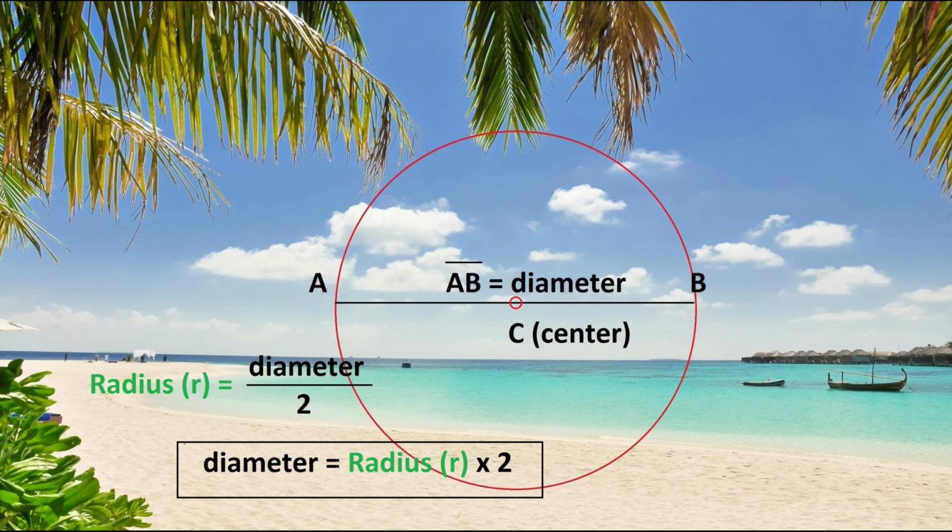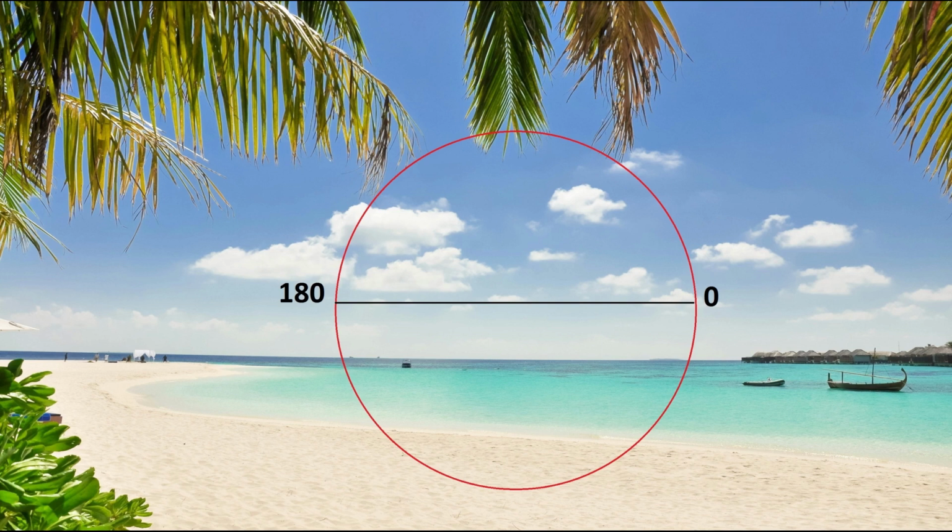Again, if we halve the circle, half of the circle gives you the angle of 180. It means if you halve the circle, then this half circle is equal to the angle 180 degree, and this 180 degree is equal to pi.